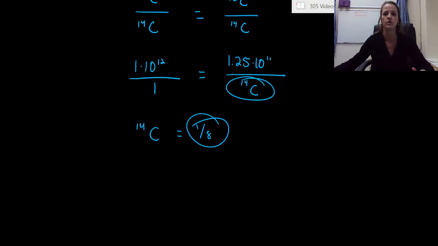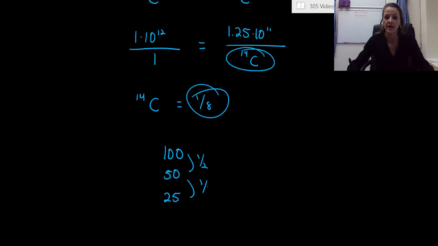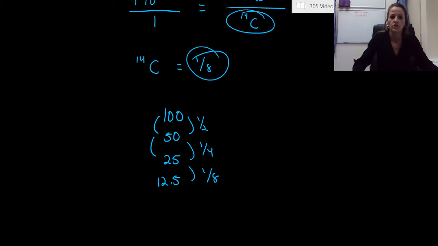So then what you do is you come up with a little chart. And so you say, okay, I know if I start with 100%, and I go to 50%, that is half of my sample that is decreased. After 50%, I go to 25%. That's another half, which is actually a quarter, right? A quarter of our sample remains. Now, if we do another iteration, we get down to 12.5, and that is actually an eighth of the original sample. So this is 1, 2, and 3 half-lives that have occurred.